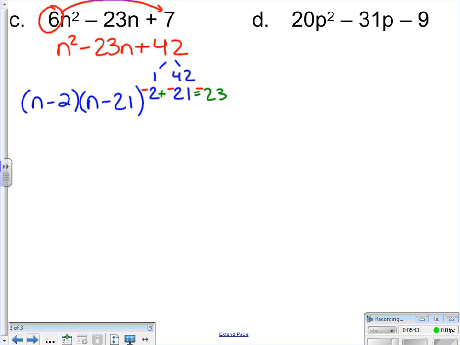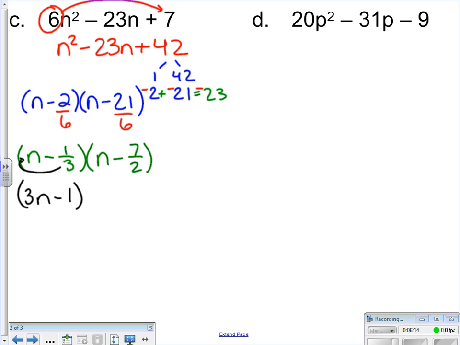Now, let's divide by the same number I multiplied by, which was 6. Now, these fractions can be reduced because 6 doesn't go into 2 or 21. So 2 over 6 will reduce to 1/3, while 21 over 6 will reduce to 7 over 2. Now slide your denominators. The 3 becomes 3n minus 1. The 2 will slide up, and I'm going to get 2n minus 7.